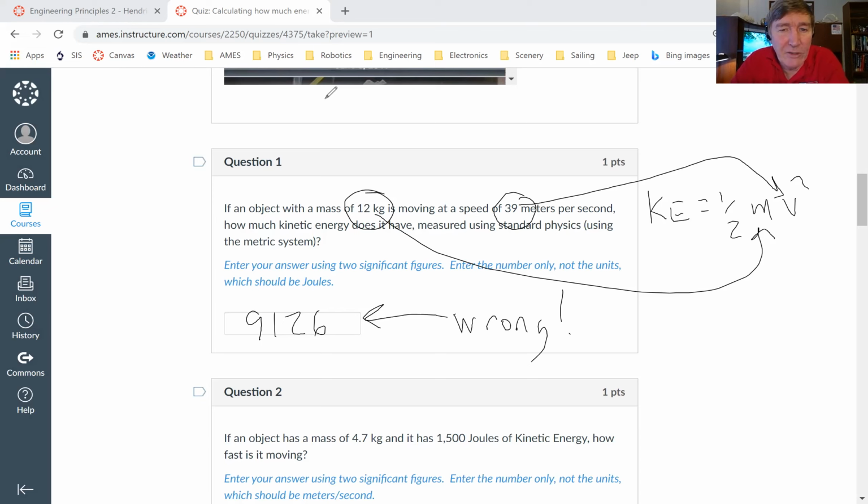And so you went back and you said, well, maybe I just made a mistake. And so you went back and double checked, and no, 9126 is the right answer. Why is Canvas marking it wrong? Well, the reason Canvas is marking it wrong is because I specifically said, enter your answer using 2 significant figures. Now, apparently, that's new terminology that many of you did not understand. I assumed that your math teachers had talked to you about this, but apparently that's not the case. So don't feel bad. That's okay. We're going to talk about it right now.